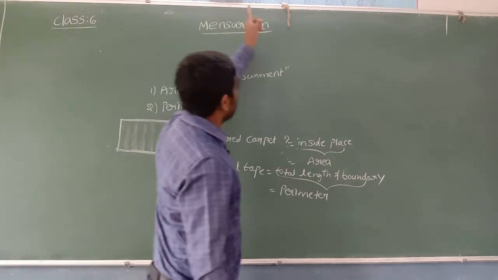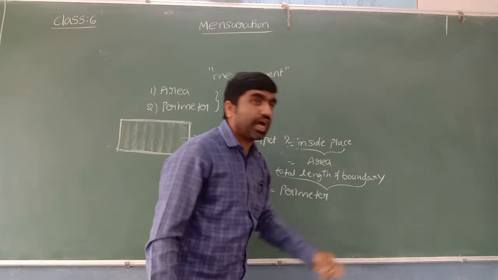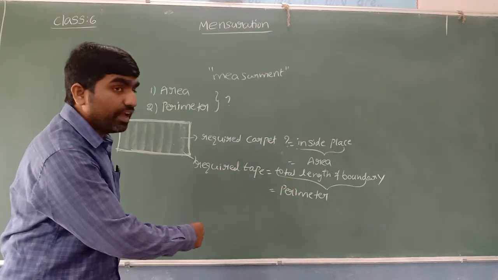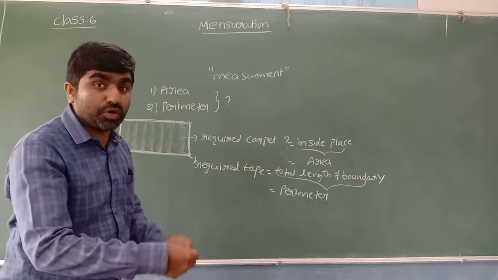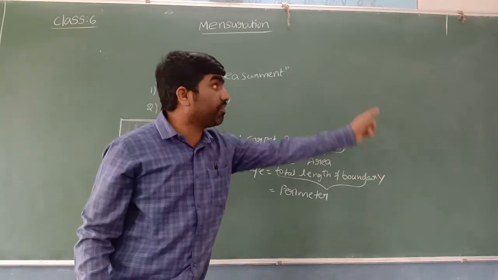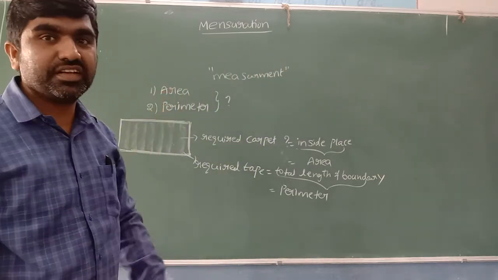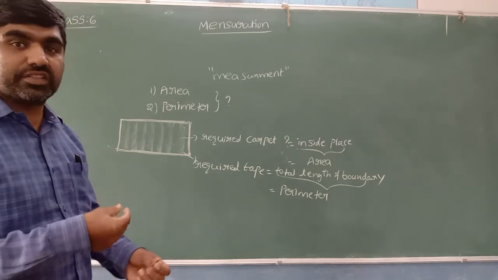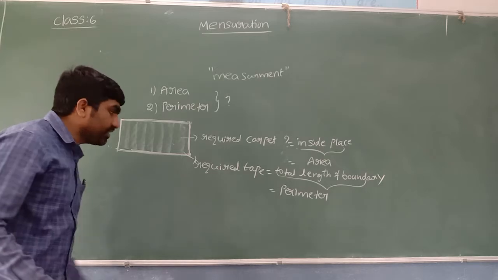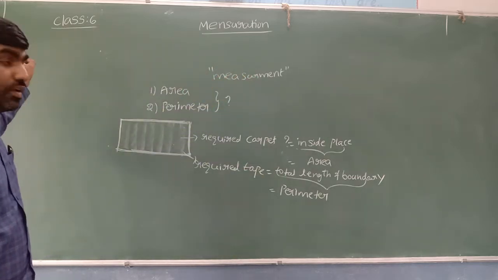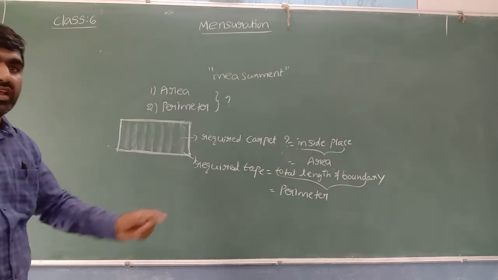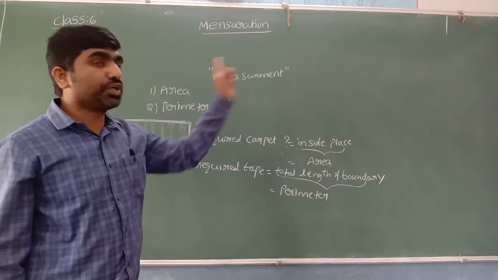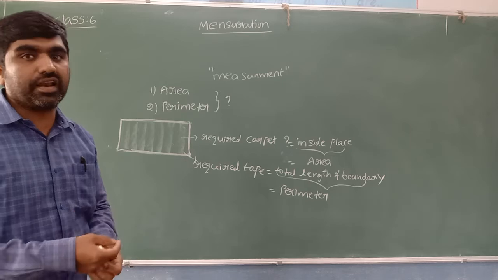Suppose the boundary of this board I want to cover with a colored tape. If I want to know how much colored tape is required to cover the boundary of this board, you can find the total length of the boundary. However much total length you get, that much colored tape you can bring, so that you can cover the total length of the boundary with colored tape.